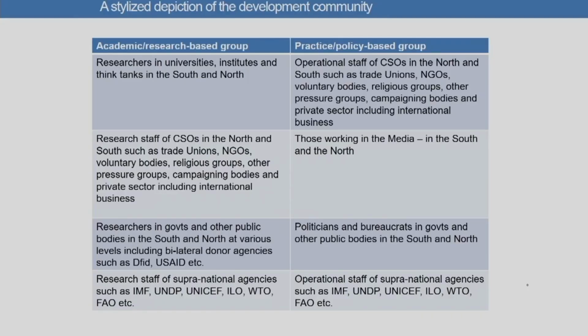Among the researchers, you also have governments and other public bodies in the south and north at various levels, including bilateral donor agencies such as DFID, USAID, etc. Under the policy based groups, there are politicians and bureaucrats in governments and other public bodies. Similarly, research staff and operational staff of supranational agencies such as IMF, UNDP, ILO, WTO, FAO, UNICEF, etc. may also fall into the academic research based groups and practice or policy based groups.